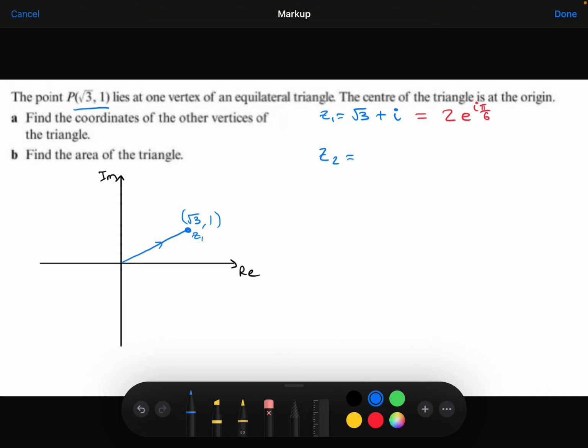I can find the next root by multiplying the previous one by my omega factor, the w factor. The w factor, remember, is e to the 2 pi i over n. And in this case, because it's a triangle, n is 3. So the modulus will stay the same, and then I'll have e to the pi i over 6 times e to the 2 pi i over 3. Adding those arguments together, we get 5 pi over 6.